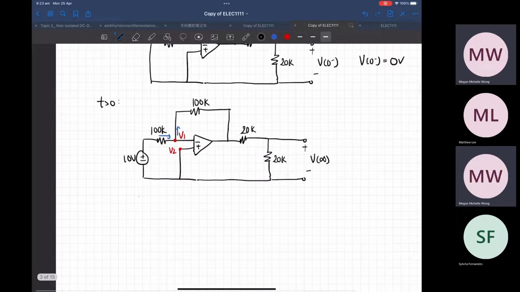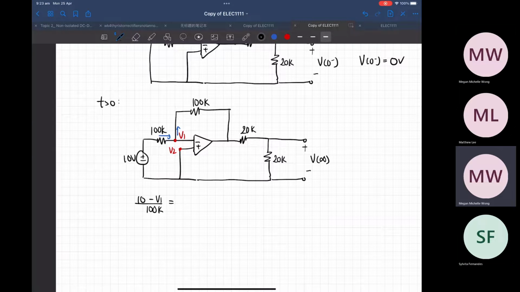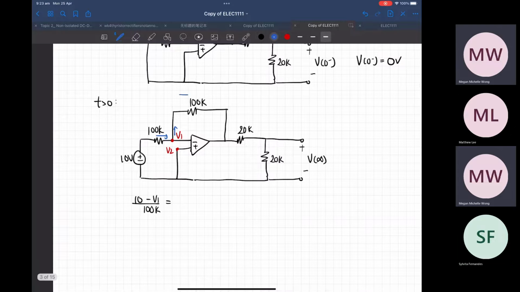So the equation would be (10 minus V1) over 100K, which is equal to, you can assume that all the current goes through like that, so this node is directly V infinity. So equal to (V1 minus V infinity) over (100K plus 20K).